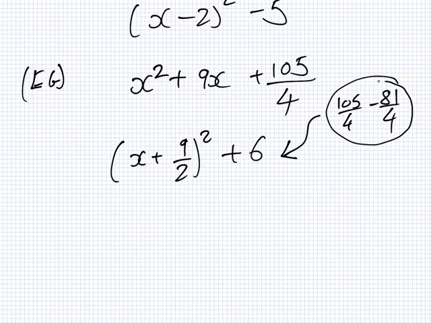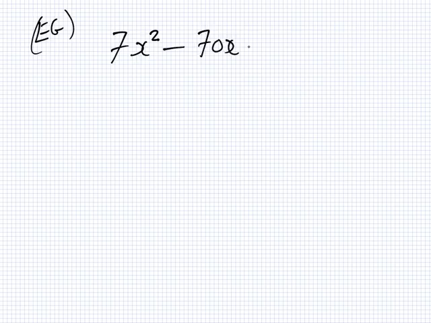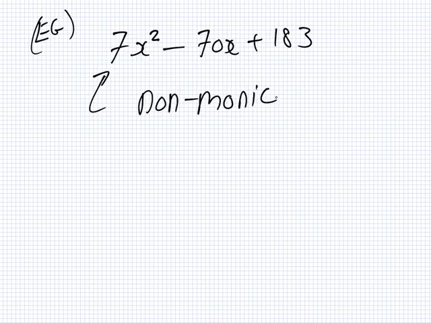Okay. Can we look at an example now which is not monic? Not monic. Okay. 7x squared minus 70x plus 183. So important, this is non-monic now. Okay, so let's see how to do that.